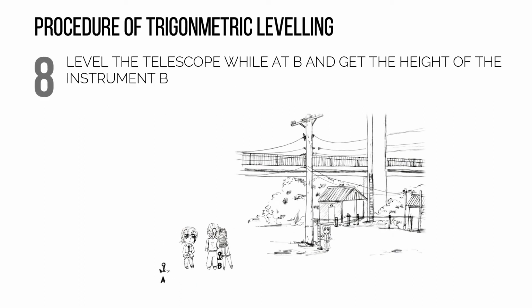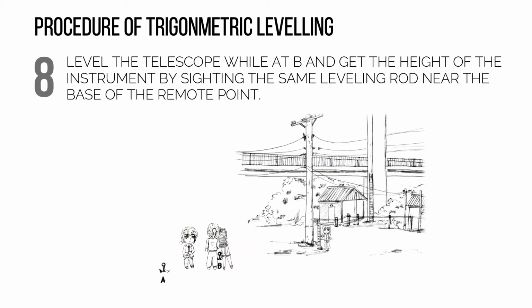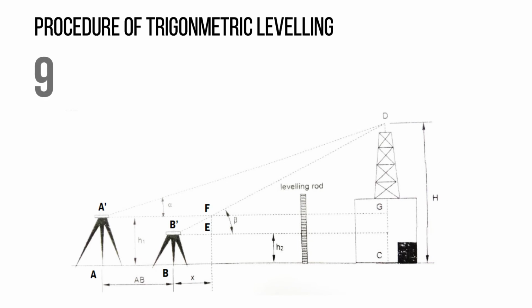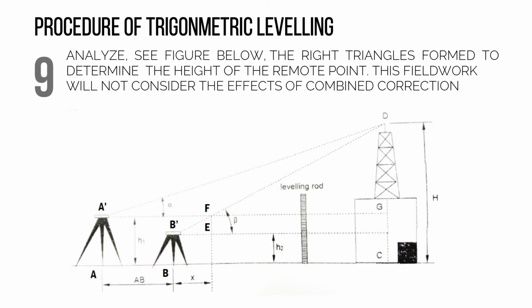Level the telescope while at B and get the height of the instrument by sighting the same leveling rod near the base of the remote point. Analyze. See figure below. The right angles formed determine the height of the remote point. This fieldwork will not consider the effects of combined correction of Earth's curvature and refraction.